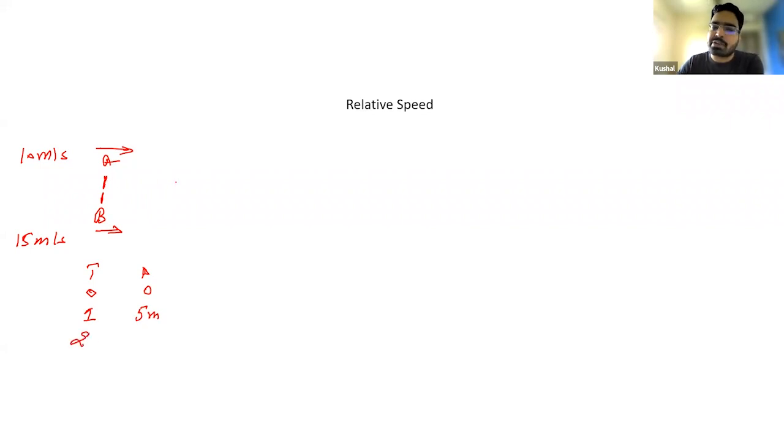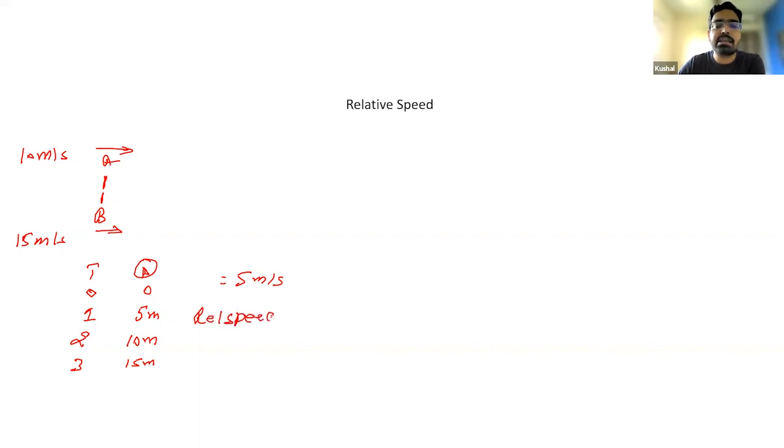At the end of 2 seconds, what will happen? In 2 seconds, A would have traveled 20 meters, B would have traveled 30 meters. Distance between the two of them would have become 10 meters. At the end of 3 seconds, the distance between the two of them will become 15 meters. Can I then say that the distance between the two of them is increasing at a rate of 5 meters per second? And this rate at which the distance between the two is increasing is called the relative speed.